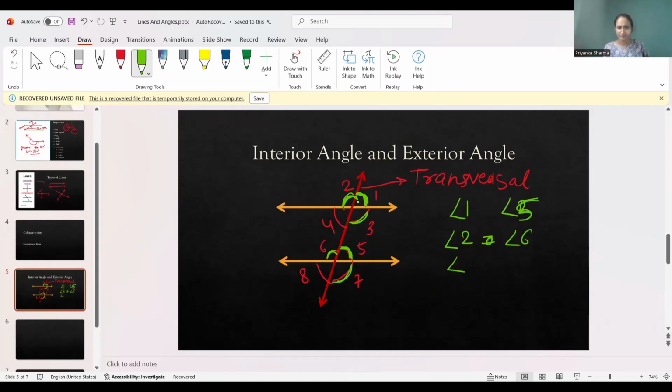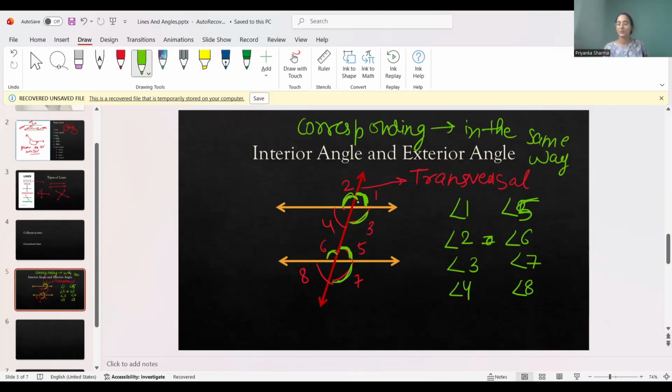Angle 3 and 7, angle 4 and 8. These are called corresponding angles to each other. What is the meaning of the word corresponding? Corresponding means in the same way, in the same way. So these are called the corresponding angles of the lines.